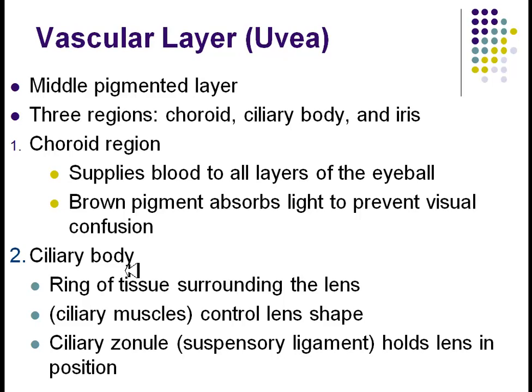The vascular layer has three regions: the choroid, the ciliary body, and the iris. The choroid is a region that supplies blood to the eye, so this is a nourishing region. The pigment actually helps absorb light. The ciliary body has ciliary muscles and the zonular suspensory ligaments, and it functions in controlling the shape of the lens. You can either flex the muscle, making the lens flatten out, or you can let it relax and get a little thicker. So you can control the shape of the lens using the ciliary body.